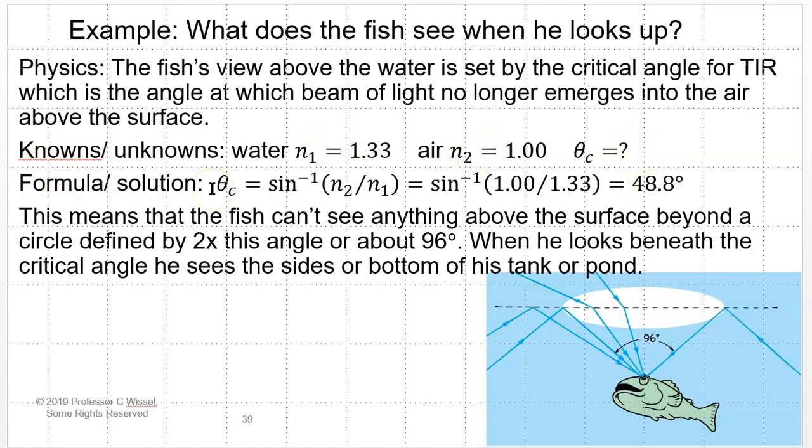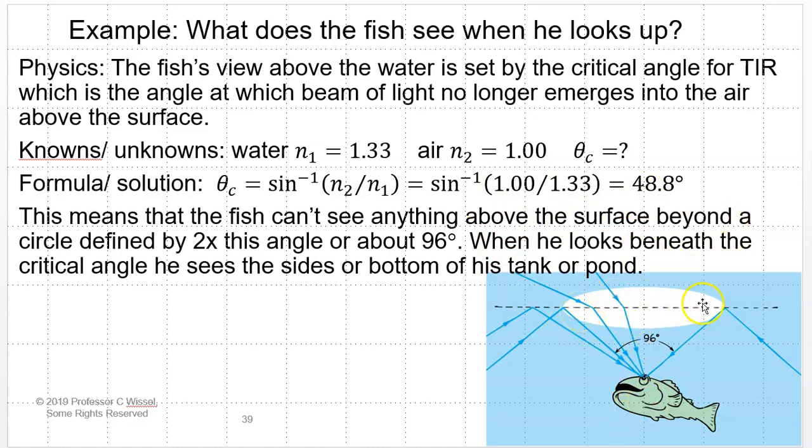Okay, and we've used the one for critical angle here. Theta C will be the inverse sine of N2 divided by N1. It's the inverse sine of 1 divided by 1.33. And this will work. If you reverse this, you'll get an error on your calculator. If you didn't, it ends up being 48.8 degrees. That's relative to the normal.